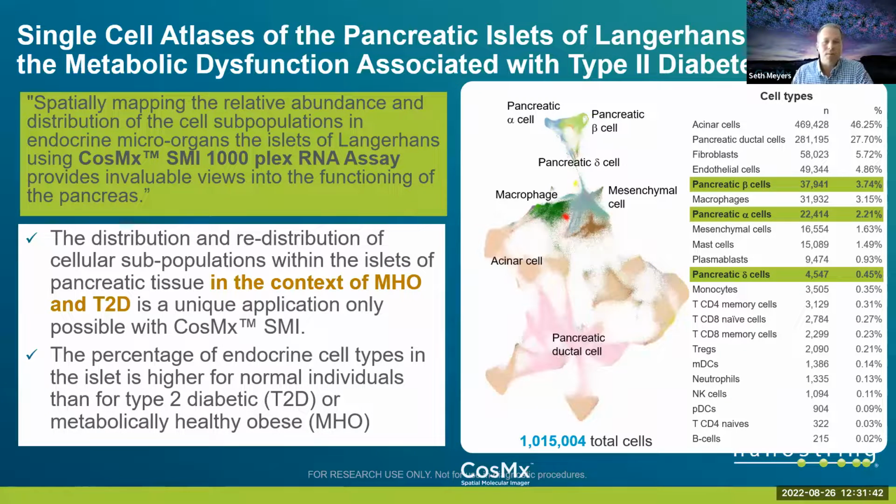What this did was provide really unprecedented insight into the function of these endocrine microorgans in the context of health. And that provided valuable characterization of the molecular and cellular changes that are associated with tissue dysfunction as well as disease. So within this case, he used our 1,000-plex cell characterization panel. And from this, looked at all these particular cell types that were well represented and important within his study.